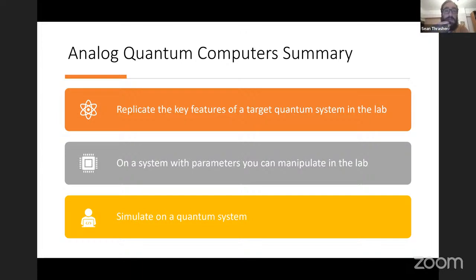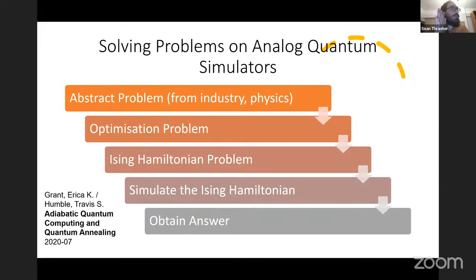The overall roadmap that I want to lay out is that you can take an abstract problem that arises maybe in industry or physics or maths, turn that into an optimization problem, which you can then turn into an Ising Hamiltonian problem. This is a problem that comes from solid state physics, and I'll discuss what that is. Then the point is that you can simulate the Ising Hamiltonian on a quantum simulator, and there are algorithms written to tackle these types of problems.